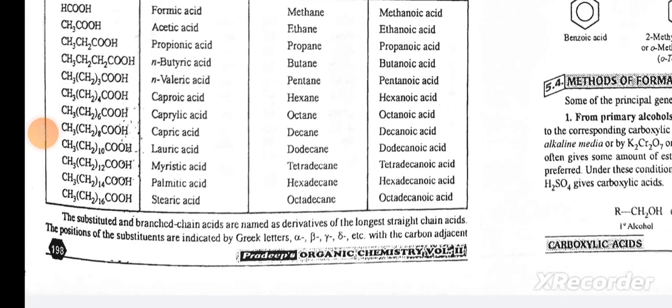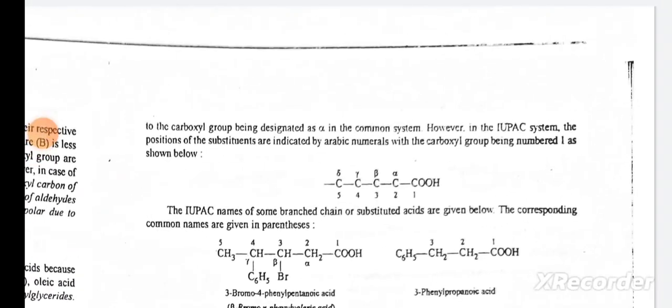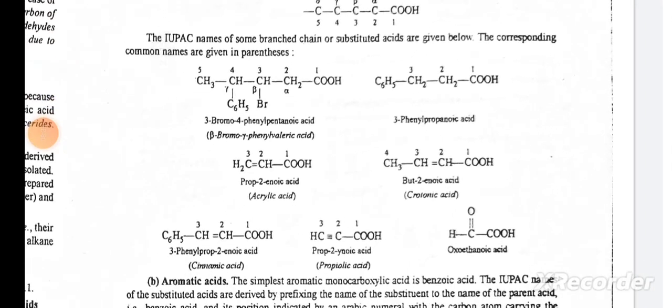The substituted and branched chain acids are named as derivatives of the longest straight chain acids. The positions of the substituents are indicated by Greek letters alpha, beta, gamma, etc., with the carbon adjacent to the carboxyl group being designated as alpha in the common system. However, in the IUPAC system, the positions of the substituents are indicated by Arabic numerals with the carboxyl carbon being numbered 1, as shown below. The IUPAC names of some branched chain or substituted acids are given below. The corresponding common names are given in parentheses.